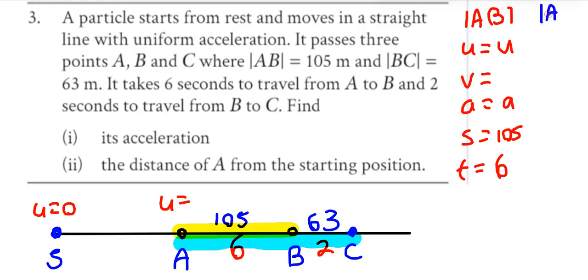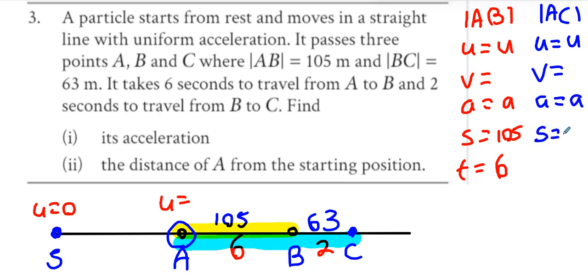We'll go for A to C. What's your U value? It's also U. Why is it U? Because AB and AC have the same start point. Is that okay? That's why we do that, because those two variables are now the same. V we don't care about. Acceleration is A. Our S value is 168. T value, 8.